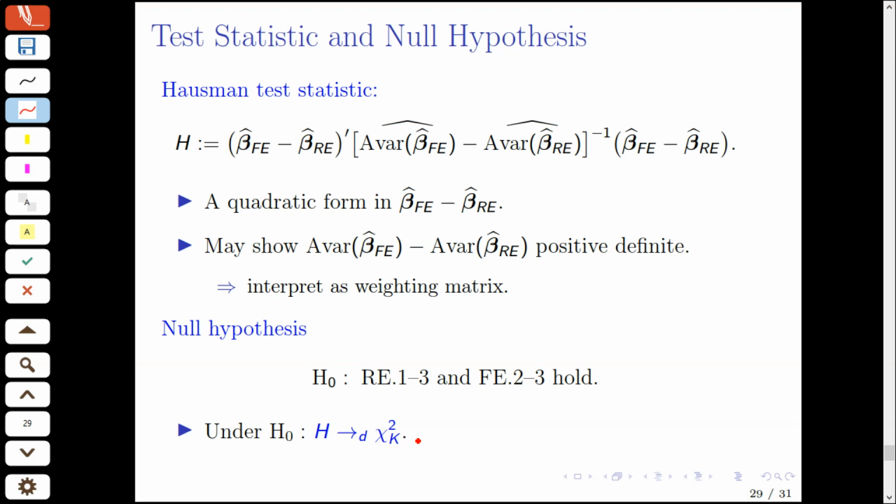If we get an unreasonably large value of the test statistic, that is, it exceeds our critical value, then we should reject the null hypothesis. And in that case, it may be reasonable to reject the second part of the first random effects assumption, which was an uncorrelatedness assumption, that is, stating that the individual effect was uncorrelated with the regressors. Of course, a rejection could also be interpreted in other ways, but this is the idea of the Hausman test statistic.